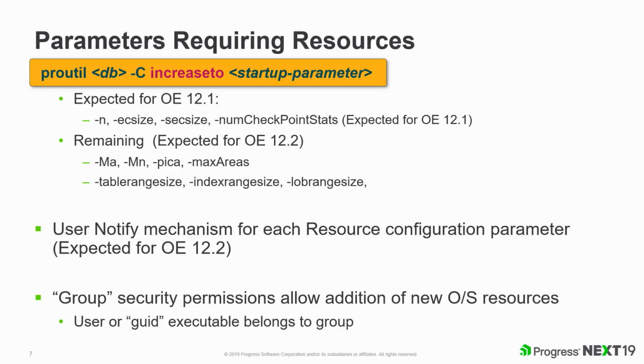And so what we're expecting to do, one of the big ones that's missing and that we're expecting to release in 12.1 is increasing -n, number of users on the machine online. And then we have a couple of other small ones that we're going to do. Some of the caches, the encryption cache, security cache, and number of checkpoints, because those are little small ones we're going to be able to fit in the 12.1 time frame. Following that are going to be the server-based parameters, so -Ma, -Mn, and then along with -pica and -maxindexes. Well, we're looking at that by the end of the year. Those should be in 12.2.